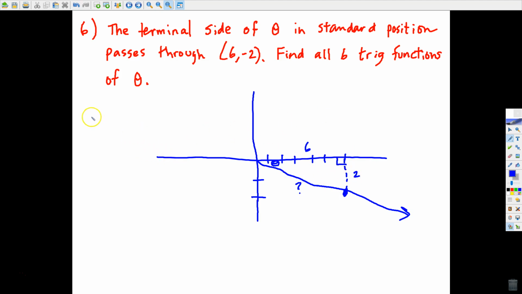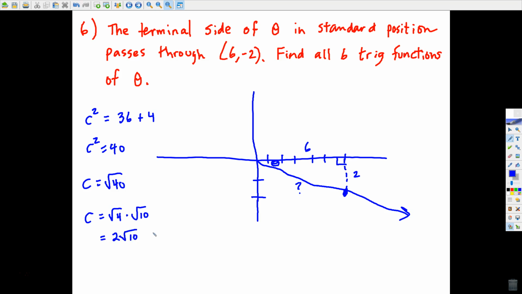So once again, we'll turn to the Pythagorean Theorem. The hypotenuse is always c. So c squared is a squared plus b squared. C squared is 40. C is the square root of 40. Remember, we always want to have exact answers in these problems, so make sure you simplify radicals when necessary. And the square root of 40 does simplify into the square root of 4 times the square root of 10, which simplifies to 2 times the square root of 10.